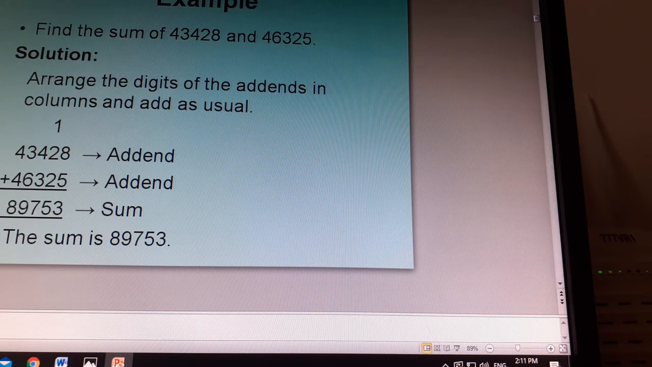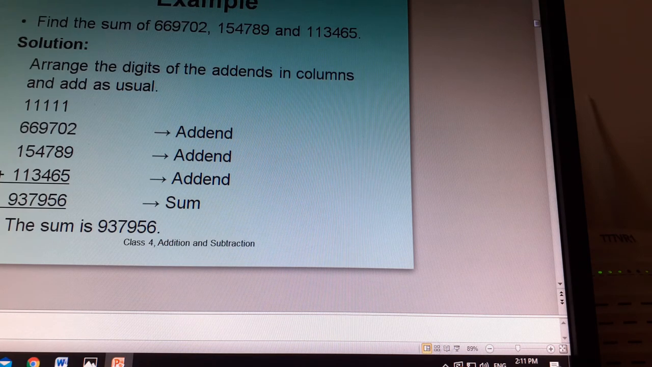Now, in the 1000 column, you are seeing 3 and 6 becomes 9. In the last, 4 plus 4, 8. It becomes, the sum is 89,753. Very good, children. Now, I am taking one more example with you.